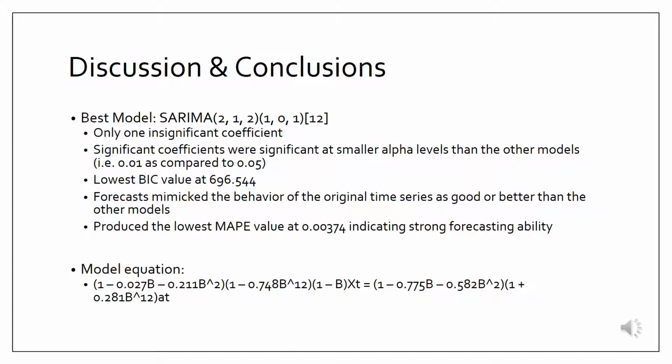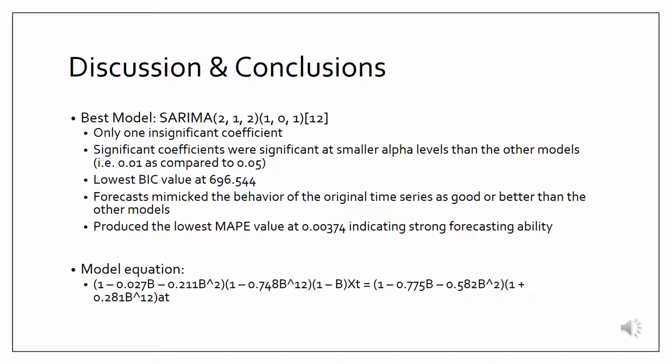Second, this model had the lowest BIC value at 696.544. Third, the forecasts from this model mimicked the behavior of the original time series as good or better than the other two models. And finally, this model produced the lowest MAPE value at 0.00374, indicating strong forecasting ability.